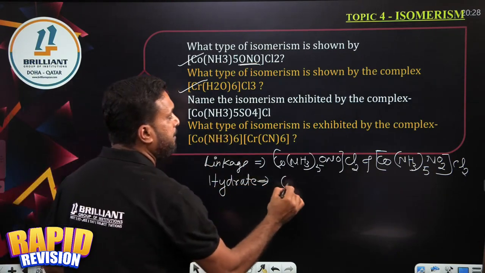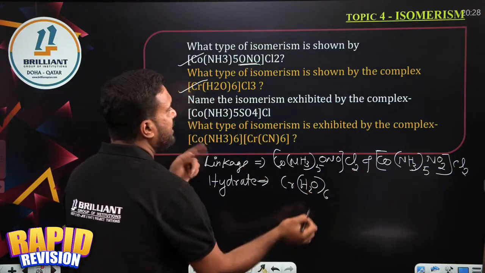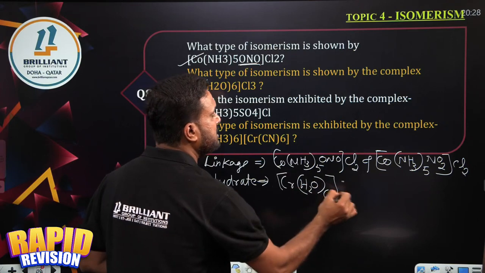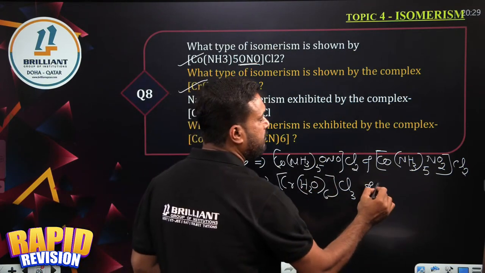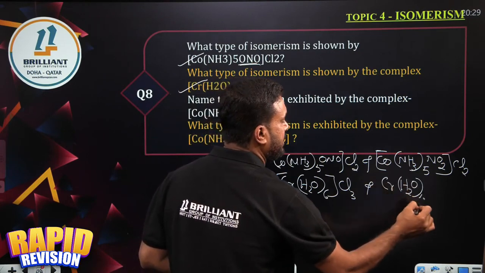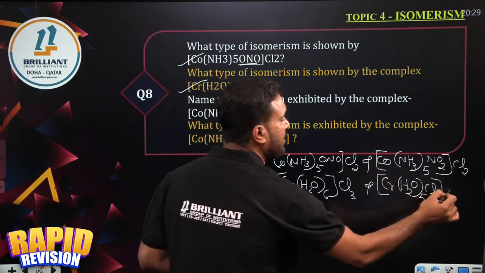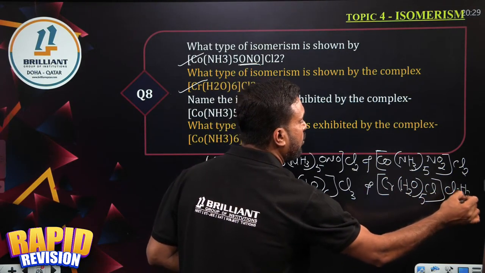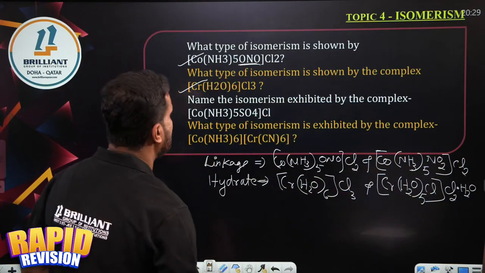What is that? The number of water molecules inside the coordination sphere will be different. [Cr(H2O)6]Cl3 is the coordination sphere. You can take one H2O molecule to the outside of the coordination sphere, then one Cl will come inside so the coordination number stays the same. You write [Cr(H2O)5Cl]Cl2·H2O, one water molecule goes out. Yes, correct, it's called hydrate isomerism.